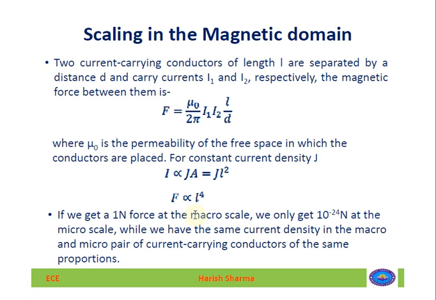So if the force generated at the macro scale is 1 Newton, and we decrease the size to the micro scale, 10 raised to power minus 6, then the force will be 10 raised to power minus 24 Newton. So it will be a very low value of force. This is not a favorable condition. So this magnetic force effect is not favorable for MEMS devices, and we do not use this magnetic force in MEMS designing.